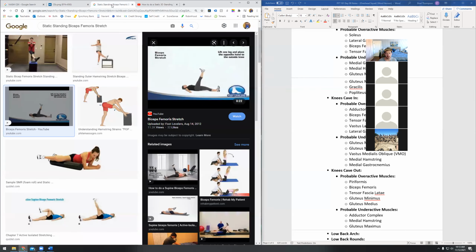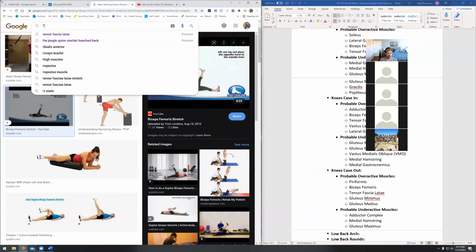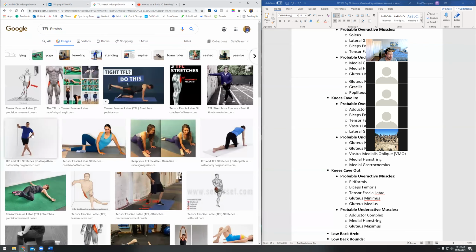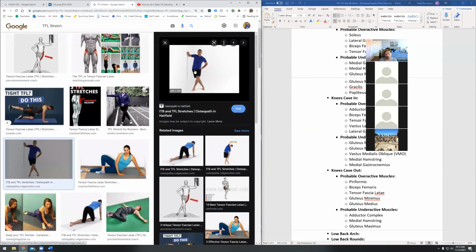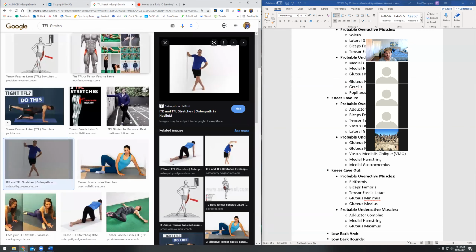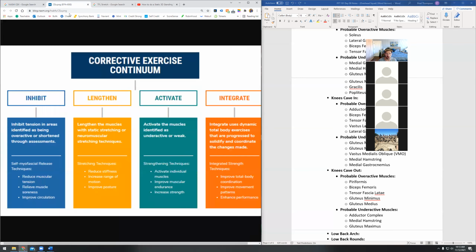There's other ones out there. You'll see people do this standing one sometimes, where they'll just cross the foot over the midline. So they're getting a good stretch there. It's not bad. Personally, I like that standing one. I think it's a little bit more dynamic.